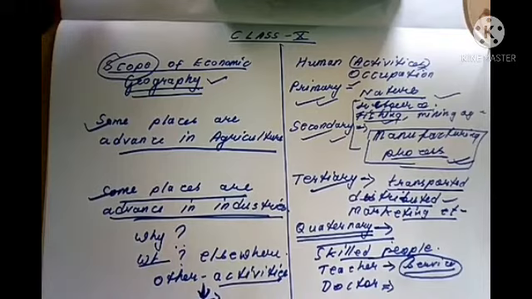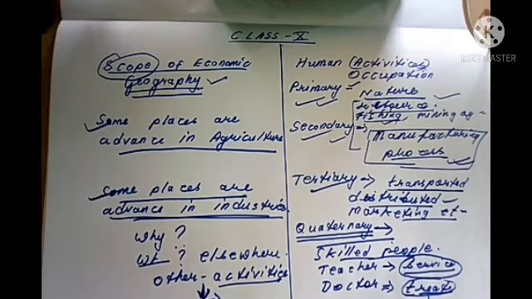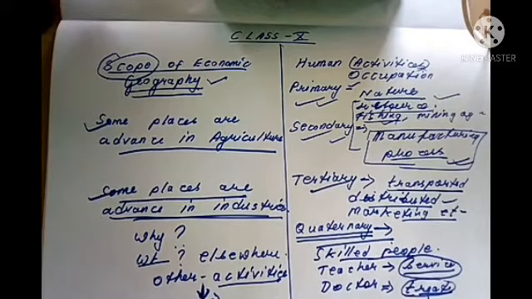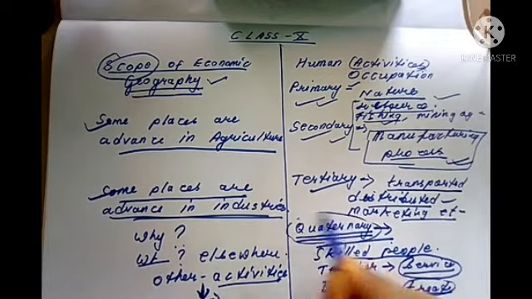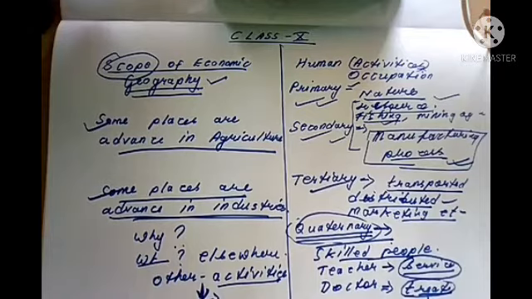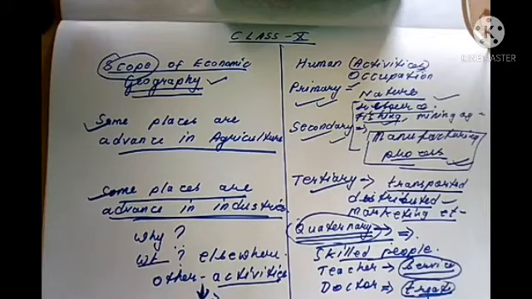Doctor: the doctor has a skill to treat the patient. So this treating of the patient is the skill of the doctor. That skill of the doctor we take as a service. So in this way, the service of the doctor is regarded as quaternary occupation. In this way, engineers, corporates, banking services, etc. are included in quaternary occupation. I hope you have understood this part.